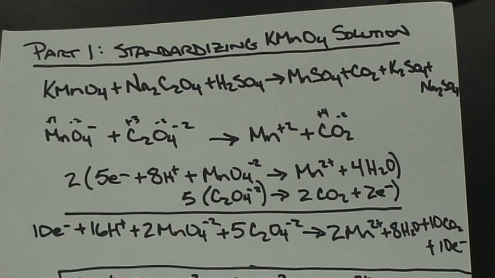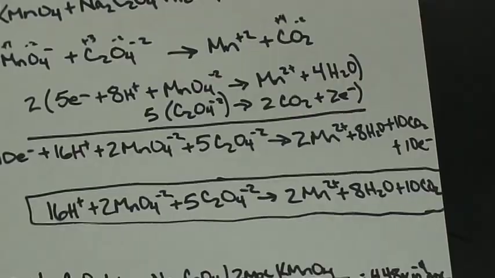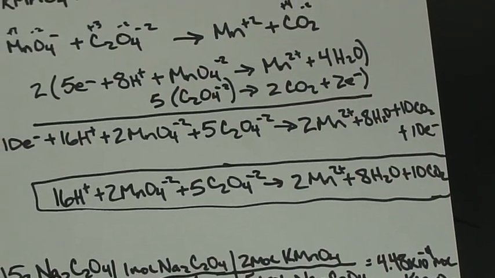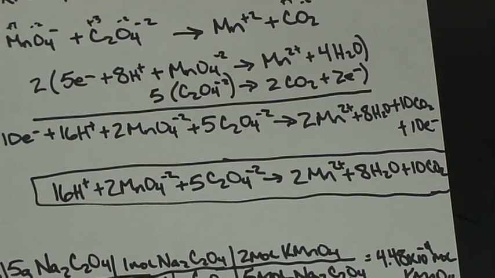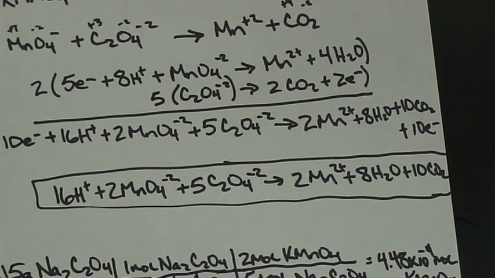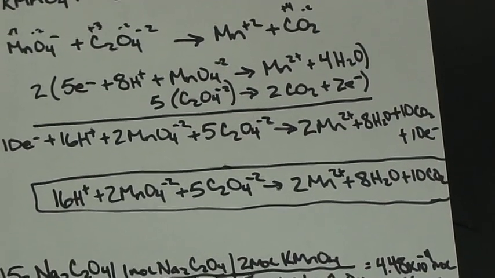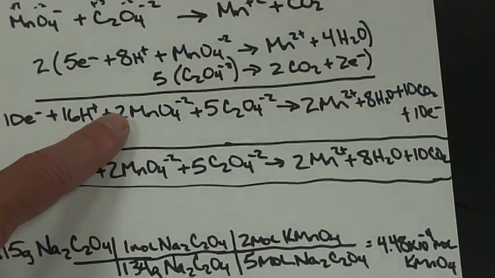We see that at the end of all of this I have a balanced redox reaction with 16 protons and 2 permanganates and 5 oxalates yields 2 manganese, 8 waters, and 10 carbon dioxides. Now, why all that's important is because we've got to figure out the strength of that permanganate. I want to know how strong that is.